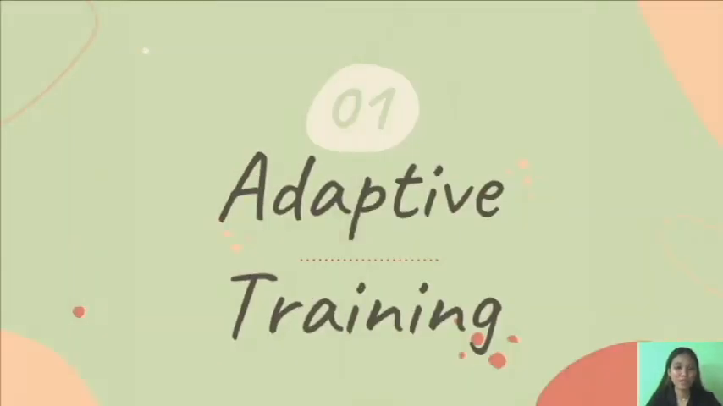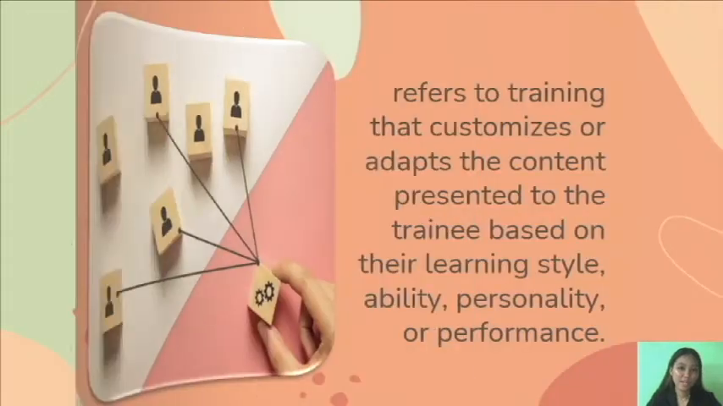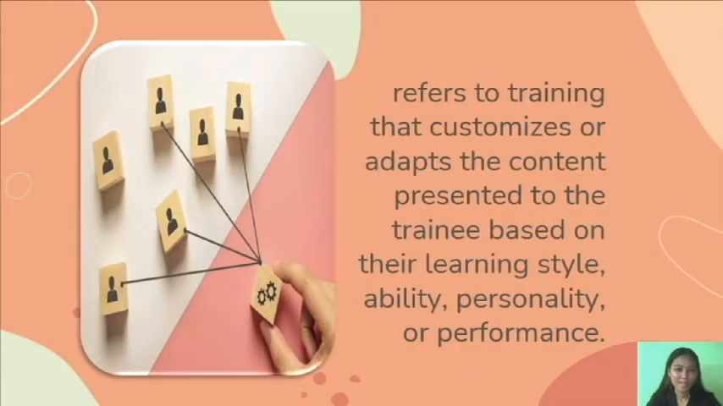The first one we are going to talk about is the adaptive training. So, adaptive training refers to training that customizes or adapts the content presented to the trainee based on their learning style, ability, personality, or performance. So, apparently, these adaptations include the variety, difficulty, and sequencing of content as well as practice problems.